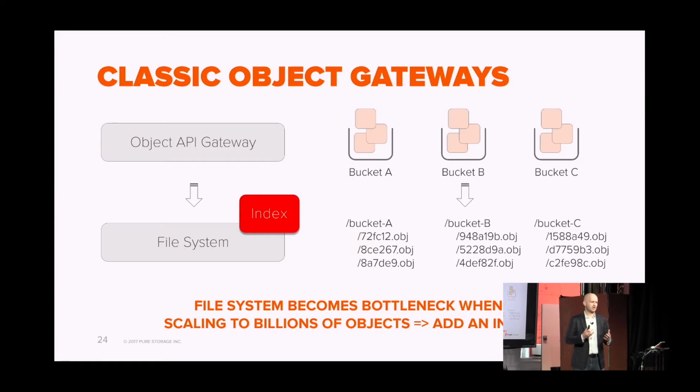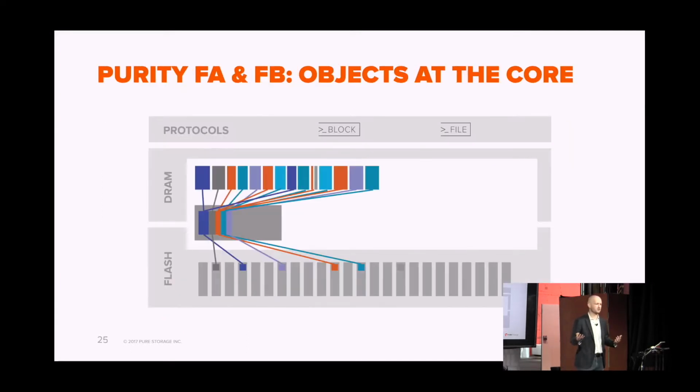But that then becomes a thing we have to make highly available. It has to be redundant. It has to scale in performance. And it's just yet another piece of software and state to manage. And so we made the observation that, well, we basically already built one of those. It's how Purity works both in FlashArray and FlashBlade. So you can say it's objects all the way down. Right?